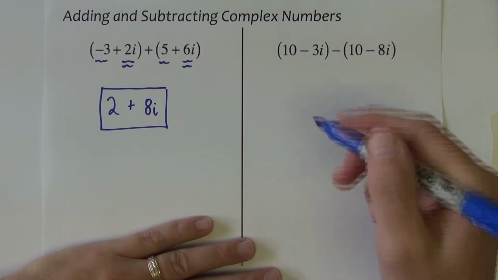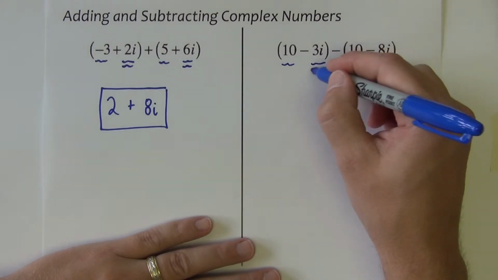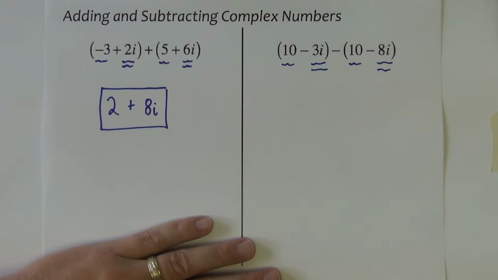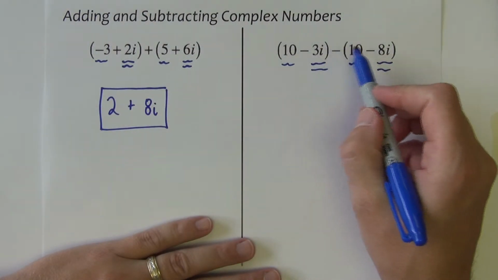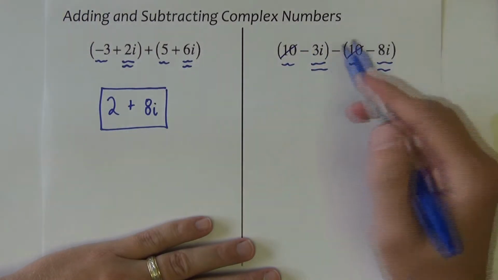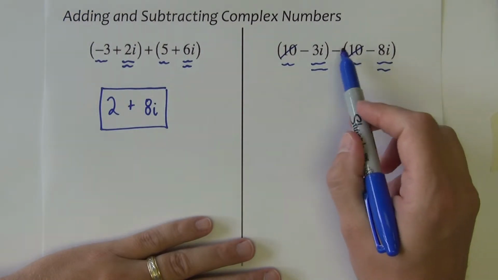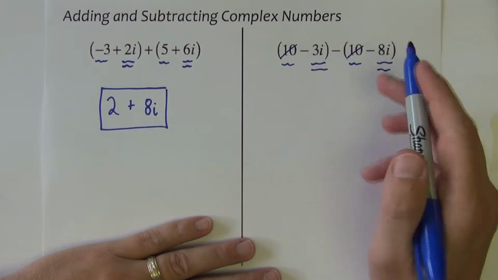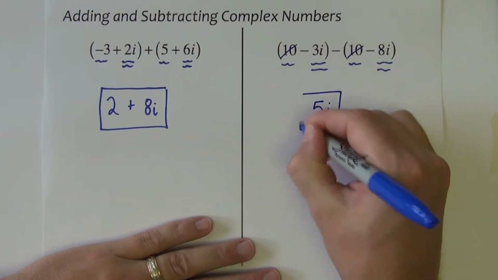Subtraction is pretty much as easy as addition. I find my like terms. And so I begin here with the real part. 10 minus 10, that's actually 0. Those cancel out. Negative 3i minus negative 8i, so the minus negative becomes plus, so it's negative 3i plus 8i, which is 5i.